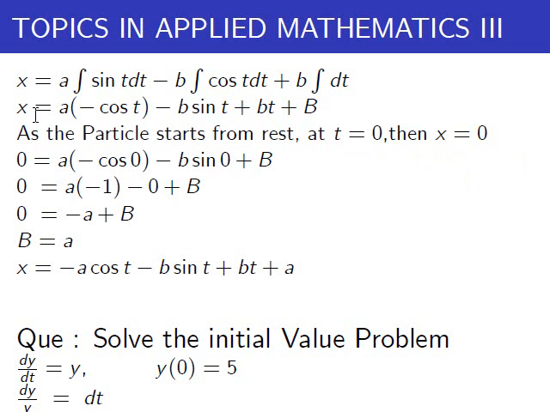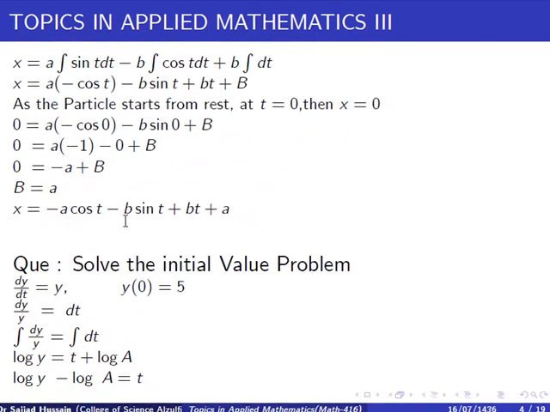We put x equal to 0 and t equal to 0 in this equation. Cos of 0 is 1, sin of 0 is 0, minus a plus b, so b is equal to a. We put the value of b here and we obtain x is equal to minus a cos t minus b sin t plus bt plus a. So we have obtained the velocity and acceleration.